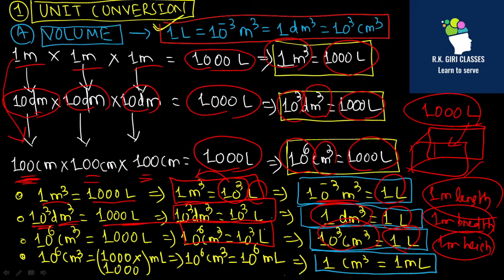And you should remember that 1000 liter is equal to 1000 into 1000 milliliter, because 1 liter is equal to 1000 milliliter. That's why you are multiplying by 1000. That means 10 to the 6 centimeter cube is equal to 10 to the 6 milliliter, and you cancel here, and you find 1 milliliter is equal to 1 centimeter cube. So from this observation you can do a shortcut like this.